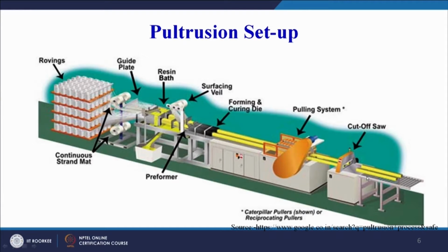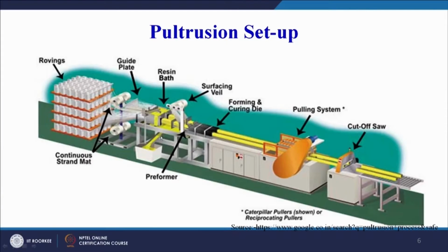For any manufacturing process, any processing technique that is used for processing of polymer based composites, especially fiber reinforced composites, we have to learn how we can combine the fiber and the polymer together. In this diagram we can see the fiber and the polymer are getting combined, and after passing through the preformer, they enter into the forming and curing die where the product is getting solidified, and finally it is pulled out of the die and cut as per the desired length of the product.